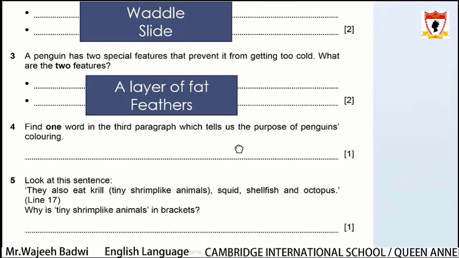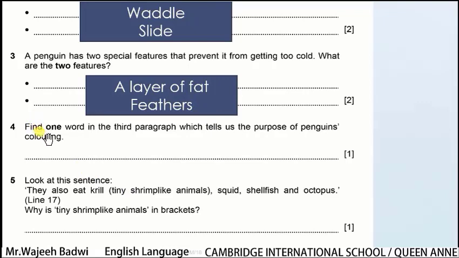Let's go to the next question. Do you see how, guys, I find the answers? I go back to the paragraph, I read it, understand it, and then I find the answer. When they are talking about special features preventing from getting cold, they are focusing on this cold. So you have to write the answer and don't write the whole paragraph, okay? Just write the features. The first feature here is a layer of fat. The second feature is feathers.